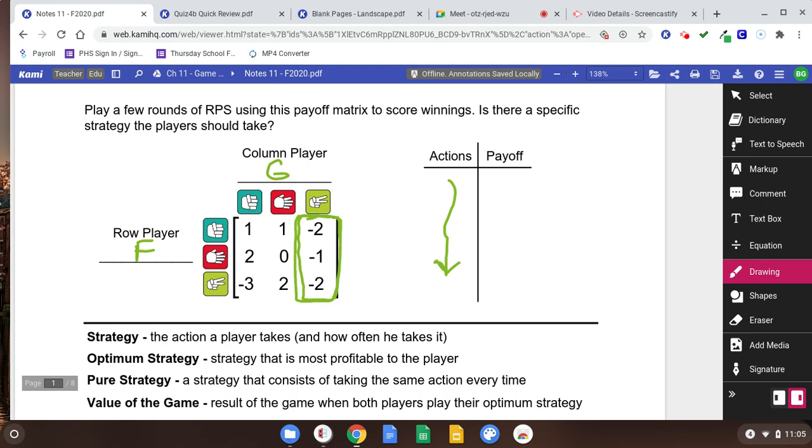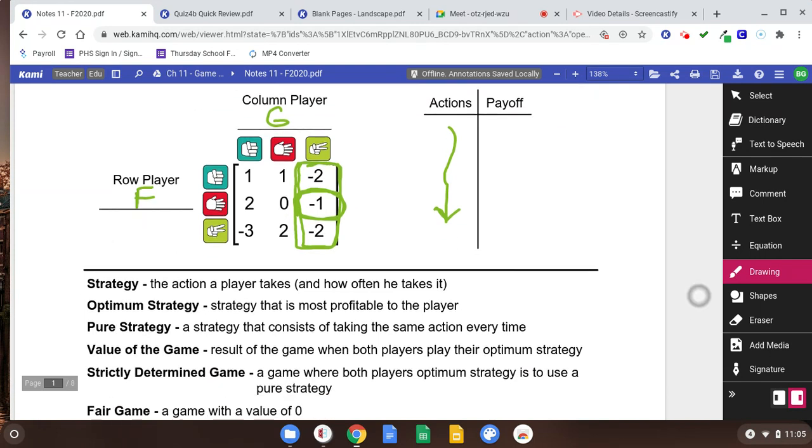So if we know that Gracie's going to play scissors every time, then Finn's probably going to end up playing paper every time because that's going to minimize his losses. And that's kind of what we found.